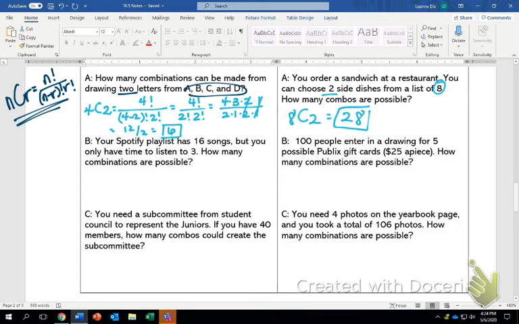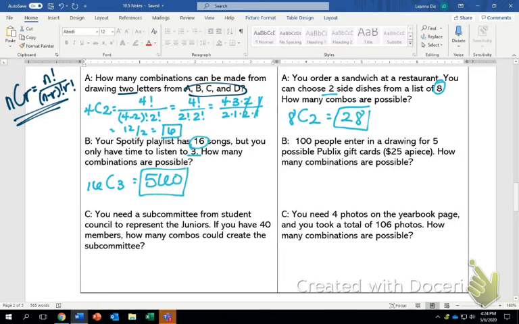4.1b says your Spotify playlist has 16 songs, but you only have time to listen to 3. It doesn't specify which order you need to listen to these songs in. So obviously this is going to be a combination. We would say 16 combination 3, plug it into the calculator, and we get a total of 560 combinations.